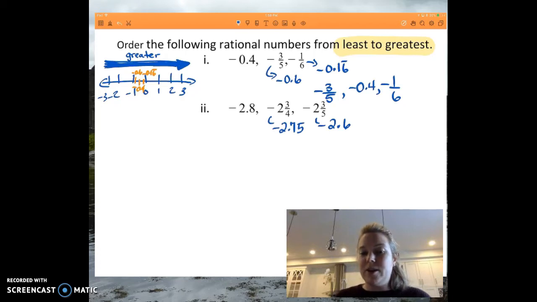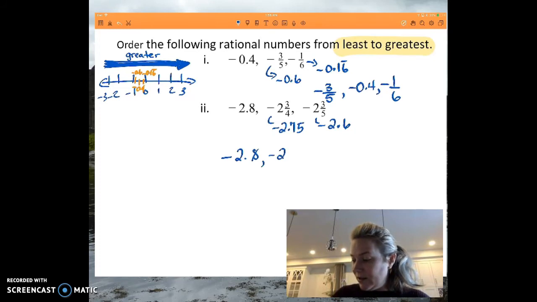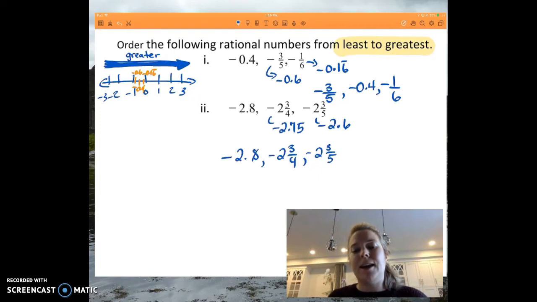So we know that the larger it is, if it's negative, the smaller that absolute value. So in this case, the answer is negative 2.8 is the smallest. Negative 2 3/4 is the second smallest. Negative 2 3/5 is the largest. Okay, we're going to practice this in class, and you have to pay very close attention to your negatives and positives because they make a really big difference.